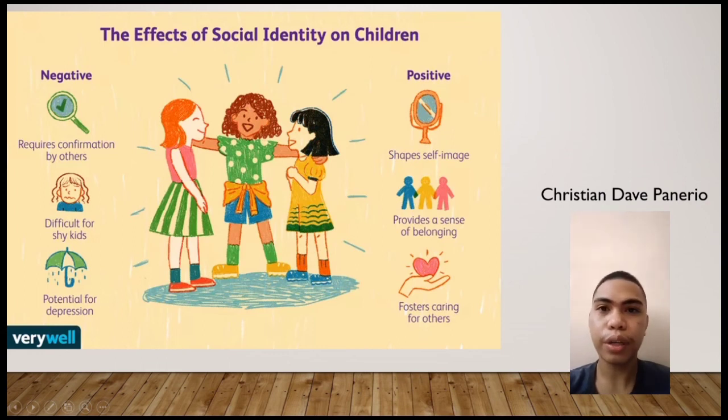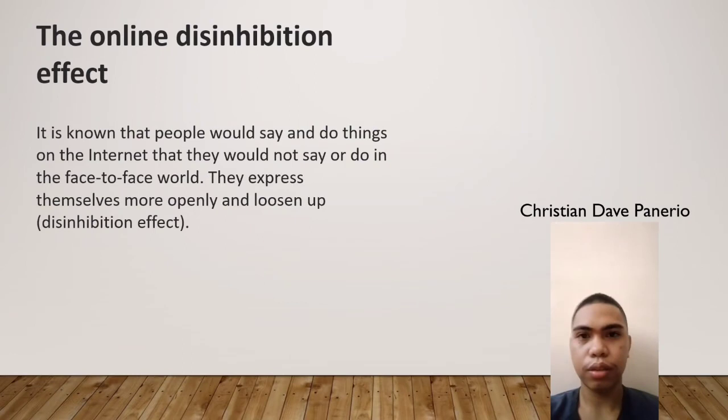First, it requires confirmation by others. Second, it is difficult for shy kids. And last, there is potential for depression. So the next slide is the online disinhibition effect.